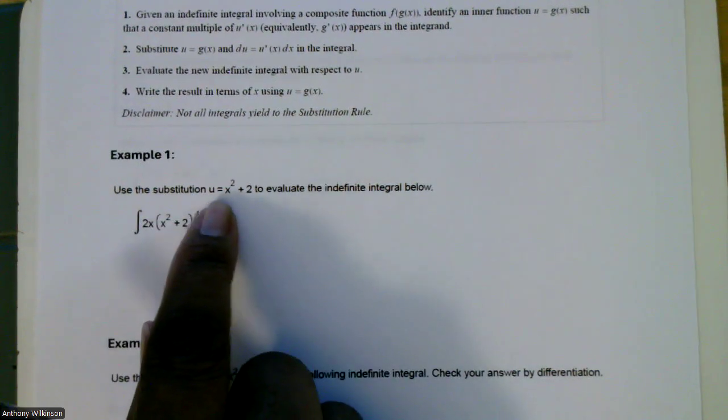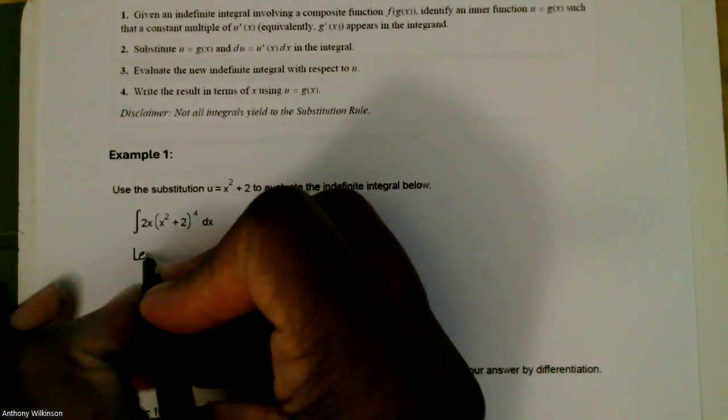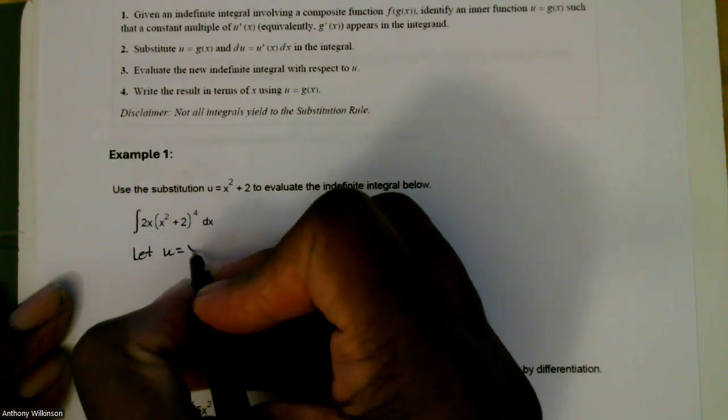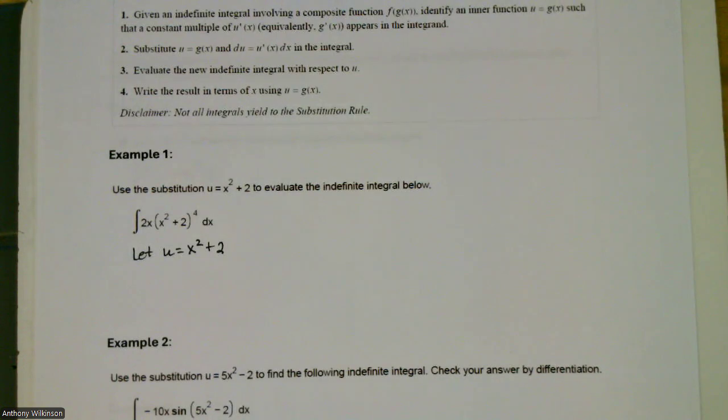Here we got the integral of 2x times the quantity x squared plus 2, and that's raised to the fourth. And they tell you to use substitution u equal to x squared plus 2 to evaluate the indefinite integral below. So we're going to use that substitution u equals x squared plus 2. Okay, so here's how we start this off. We start off by letting u equal to that x squared plus 2, which is what's inside the parentheses.